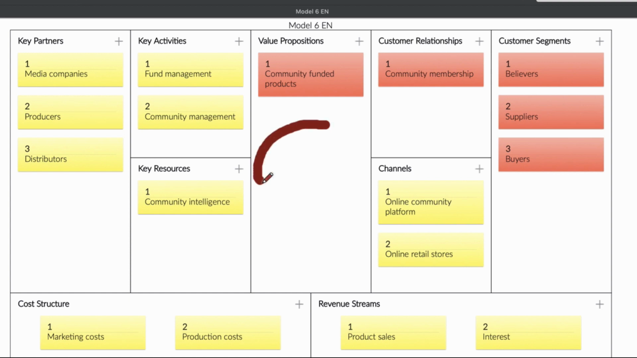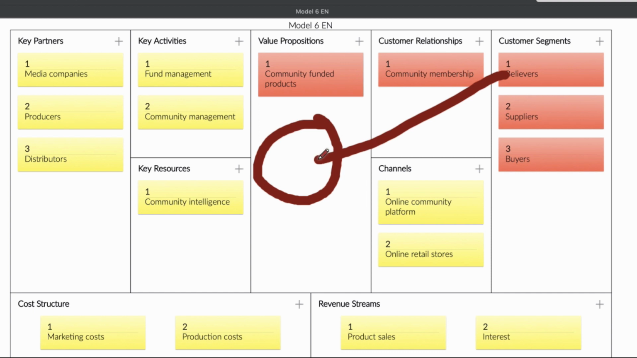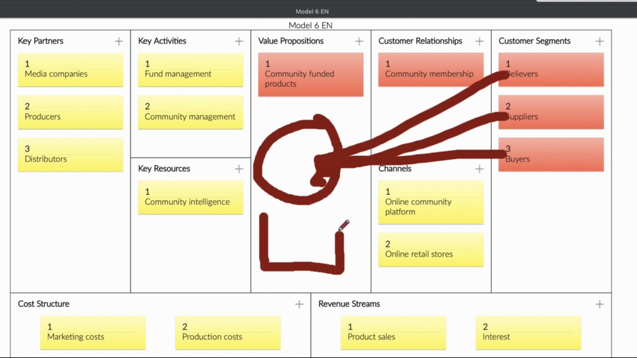Value proposition is just going to be a community, and you have a member. If you have a believer, they will become a member of the community. If you have a supplier, they will become a member of the community. If you have a buyer, they will become a member of the community. It's a community where you give people the ability to fund, help a product, help develop a product. It's that simple. So you're building an online community, and people can help a product develop or help certain kinds of suppliers and also buy a product on the platform.